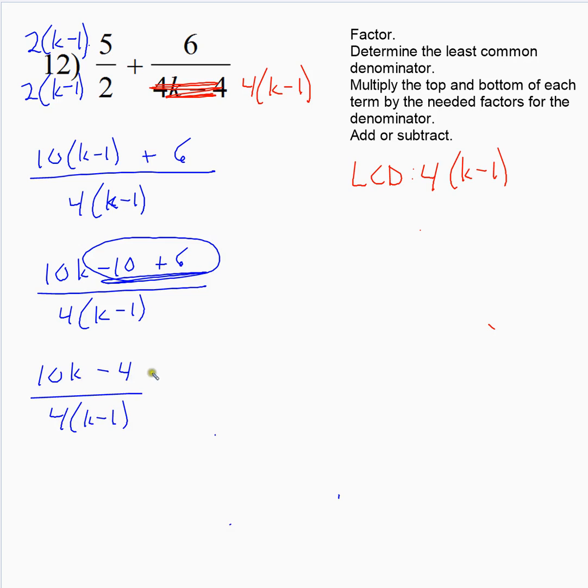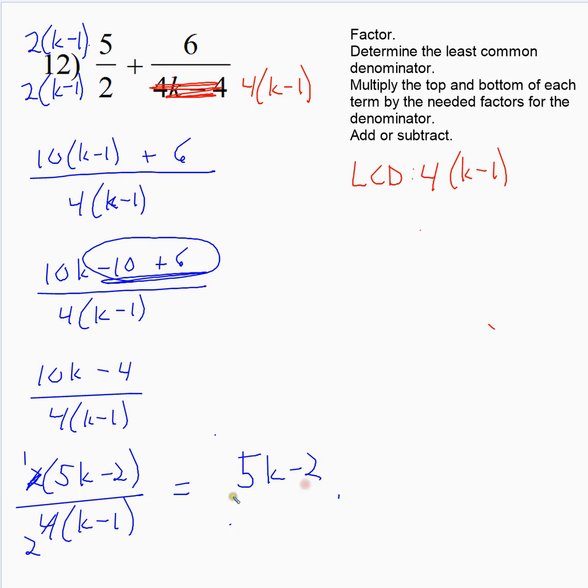I'm noticing here we have a 2 that we can factor out. So this is 2 times 5k minus 2 over 4 times k minus 1. And now we have a 2 here and a 4 here, and 2 goes into both of those, so that reduces to 1 and a 2. And so now we can write our final answer as 5k minus 2 over 2 times k minus 1.